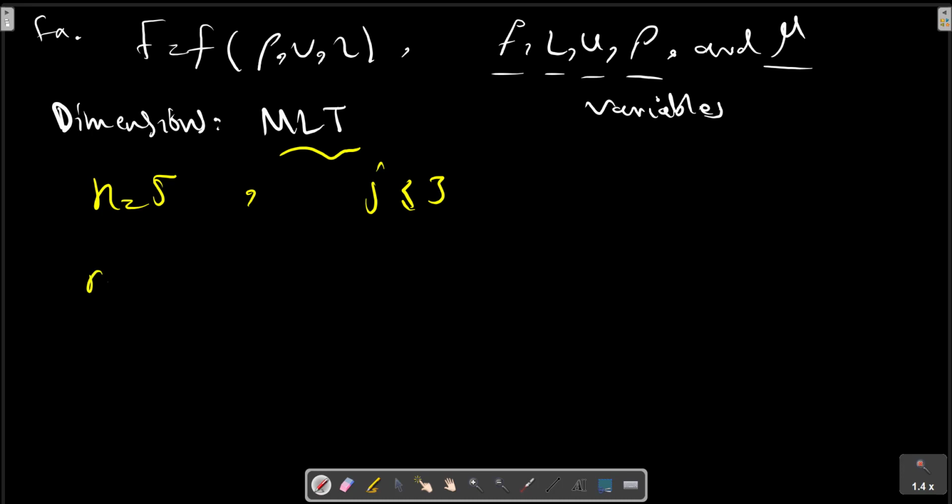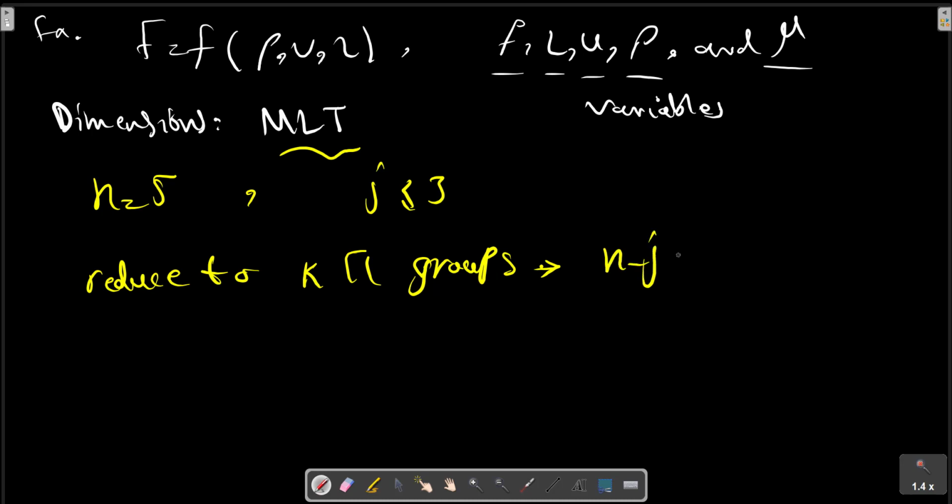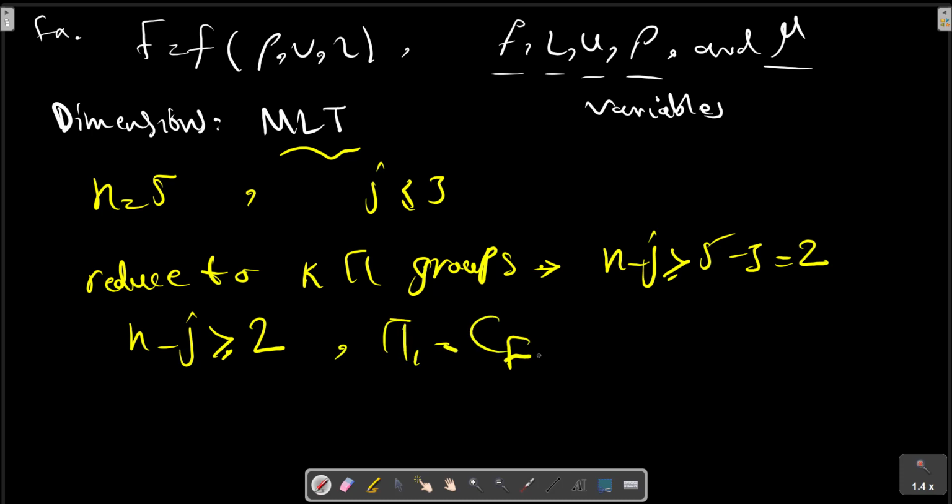Therefore, it is a good guess that we can reduce the problem to k pi groups with k equals n minus j, and this is exactly what we obtain: 2 dimensionless variables, pi 1 equals Cf and another pi equals Reynolds number. On rare occasions it may take more pi groups than this minimum.